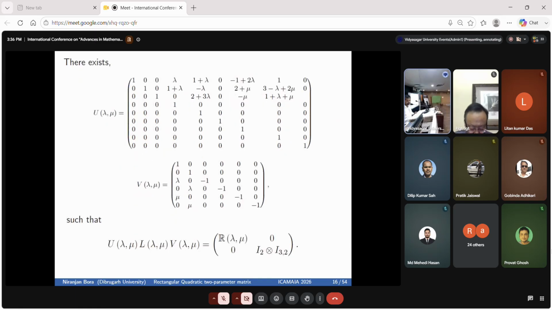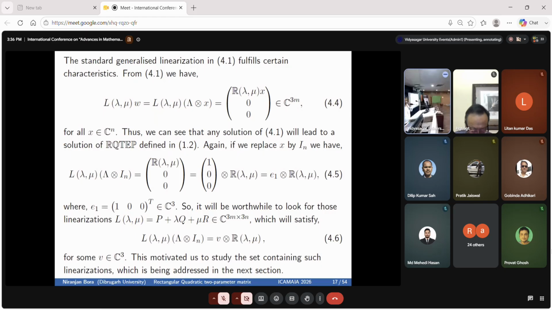So here the multiplication of U lambda, L lambda, V lambda will become the block matrix consisting of R lambda mu. And we call it standard generalized linearization. This linear matrix pencil L lambda mu, we call it standard generalized linearization.